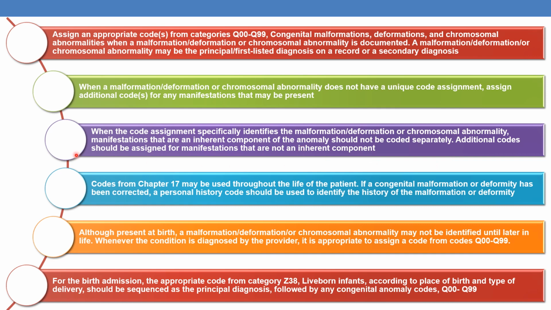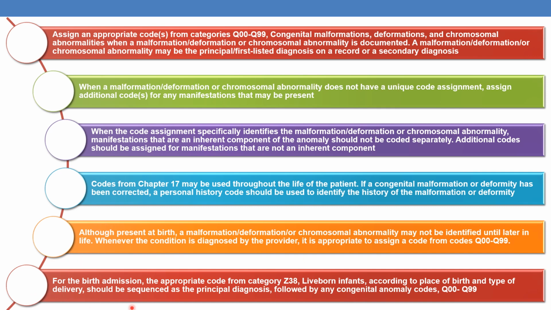The next point is, although present at birth, a malformation, deformation or chromosomal abnormality may not be identified until the later years of life, whenever the condition is diagnosed by the provider. If it is congenital, then you need to use appropriate codes from category Q00 to Q99, irrespective of the time of detection.